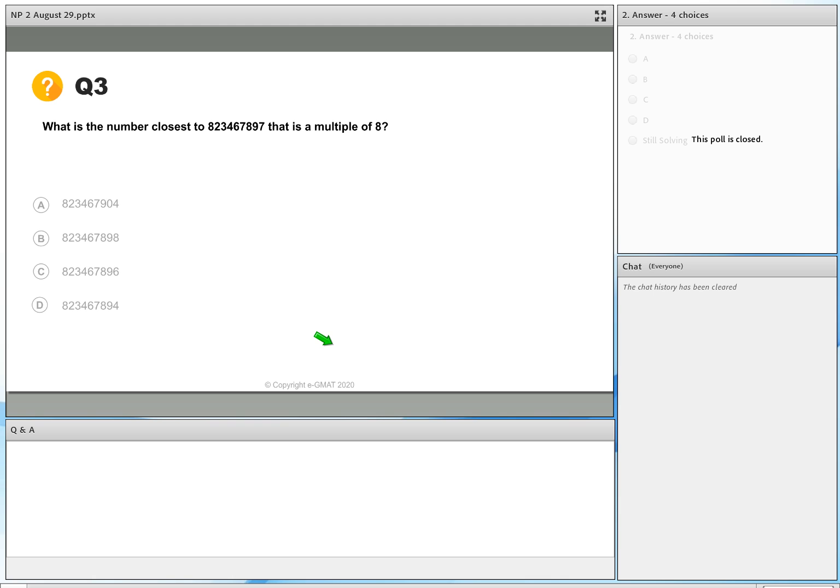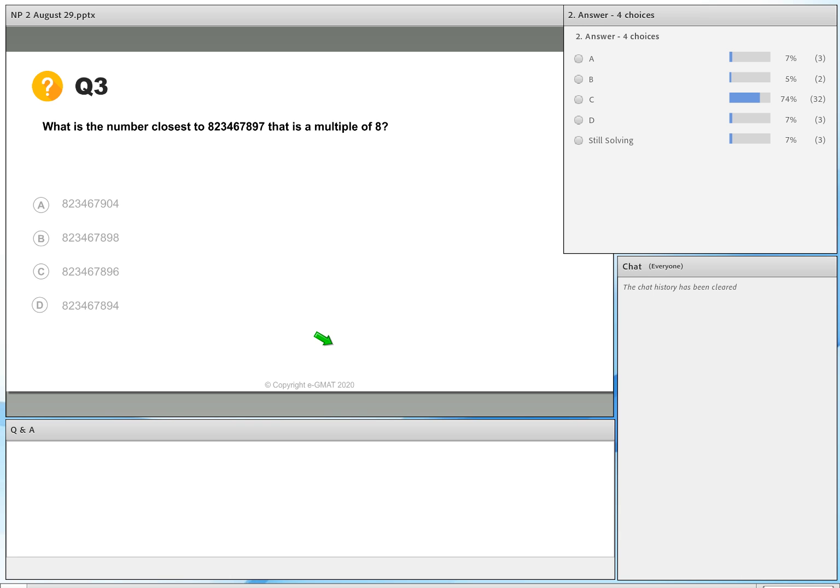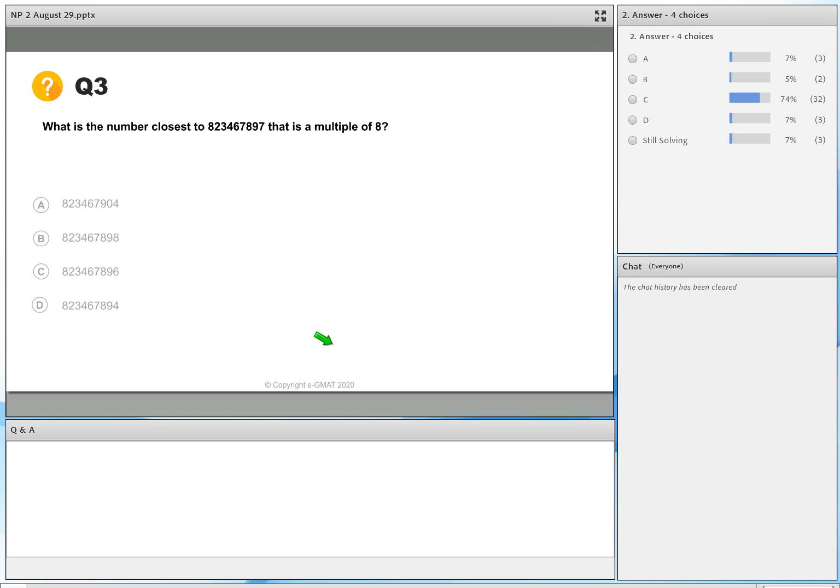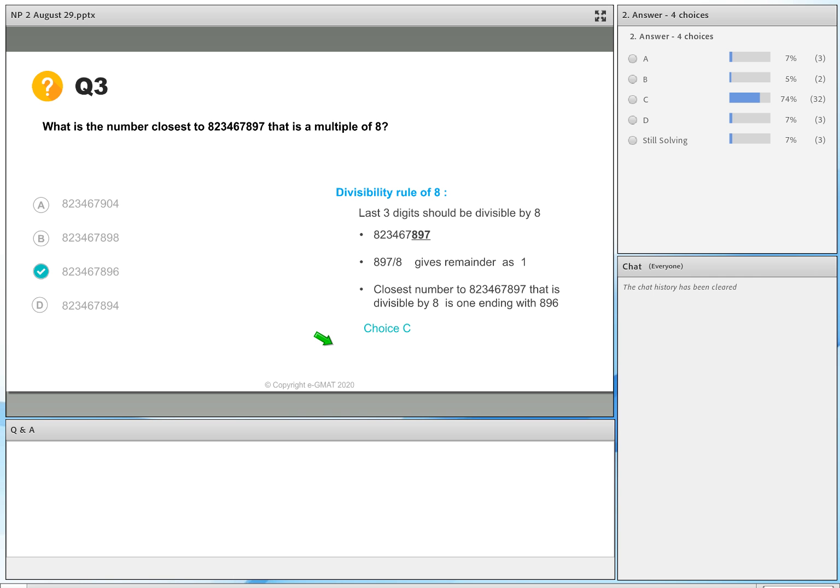All right, so solution time. Here is how all of you voted. You can see that the majority went with C, 74%, and there were votes for A, B, D, and there were people in still solving as well. Well, the majority has got it correct. Congratulations. But 74 correct means 26 incorrect. So 26% of you, please put this in the list of your conceptual gaps.